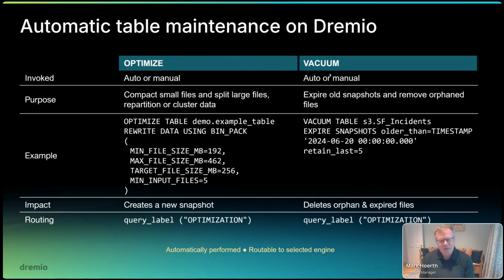It can expire old snapshots, remove orphan files, and you can do either one of these operations manually or leave it to Dremio. We perform these operations automatically according to the needs of the file.